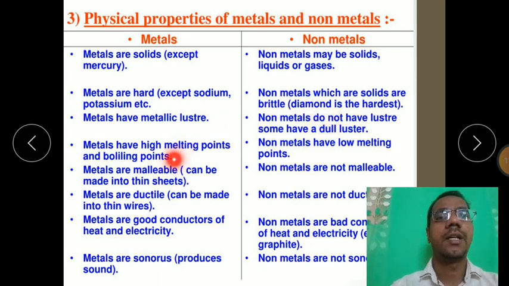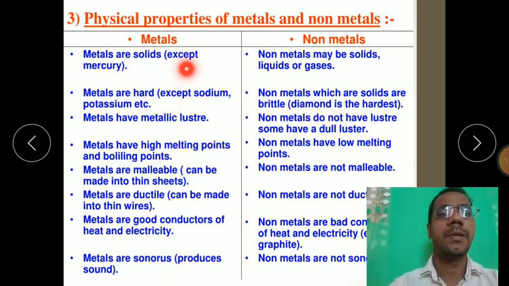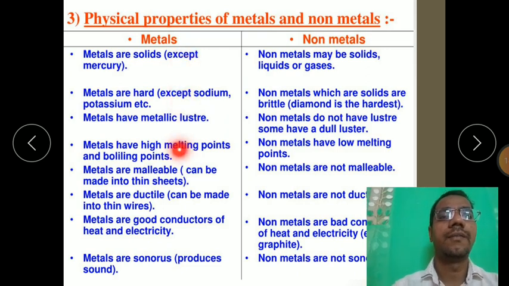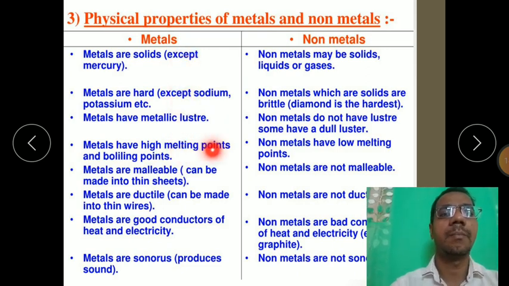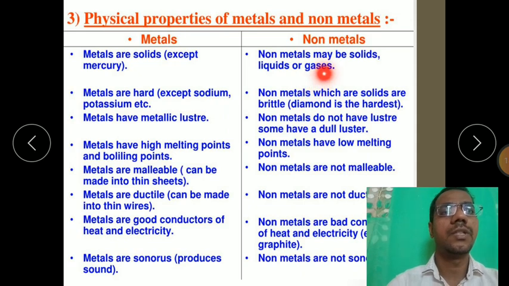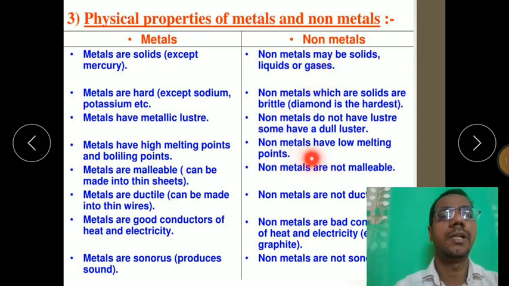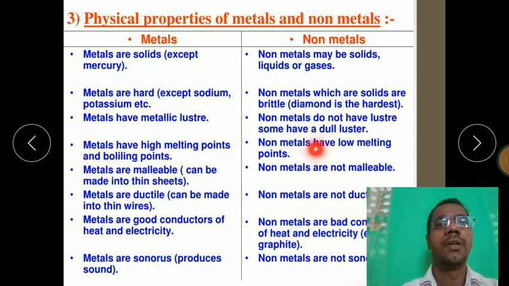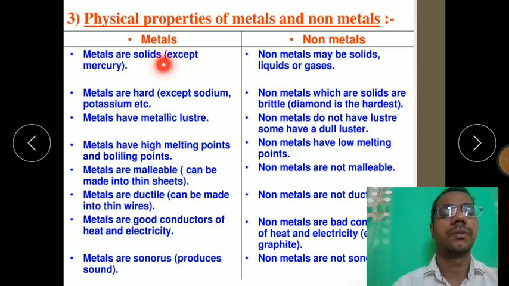The next point, metals have a high melting point. As they are present in the solid state, they are hard. So if they are hard, it means they require a large temperature to melt. So that's why metals have a high melting point. But non-metals have a low melting point. Those which are present in a solid state have a slightly high boiling or melting point, if they are present in a liquid state then again the boiling point decreases, and those which are present in the gaseous state have the very least melting or boiling point. Understood?